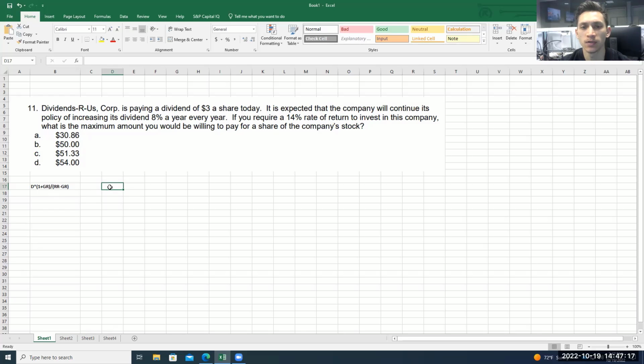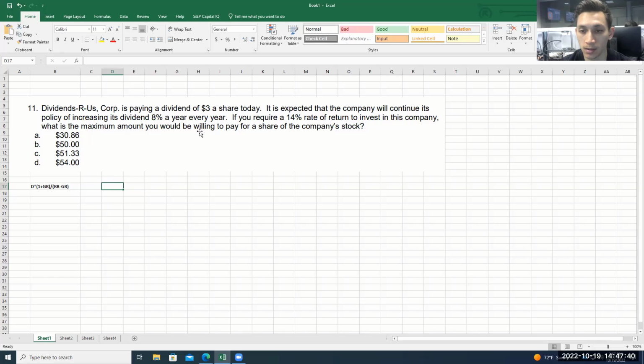It says dividends RS is paying a dividend of $3 a share today. It is expected that the company will continue its policy of increasing its dividend 8% a year. If you require a 14% rate of return to invest in this company, what is the maximum amount you'd be willing to pay for a share of stock?